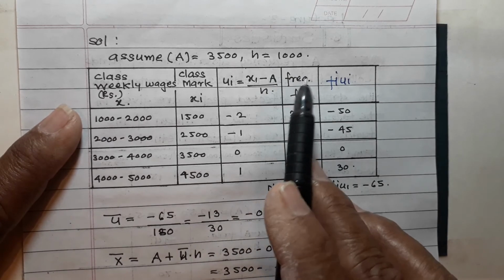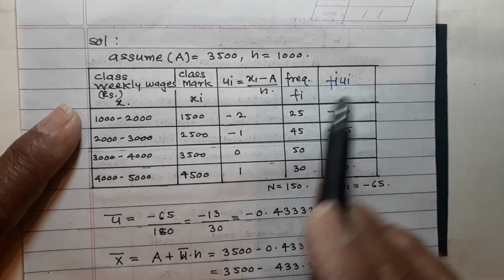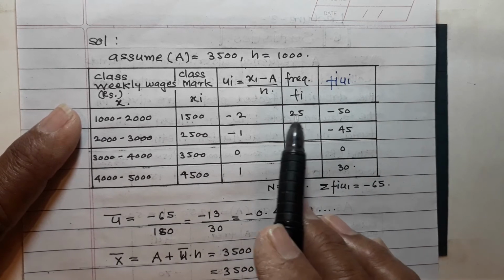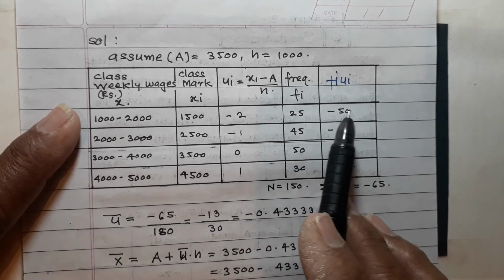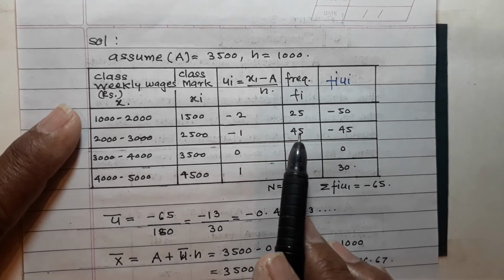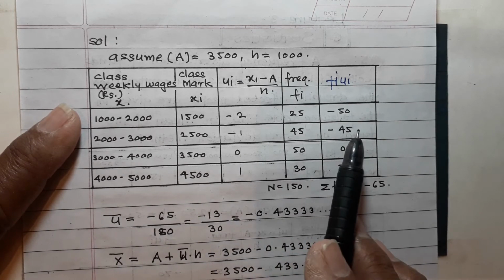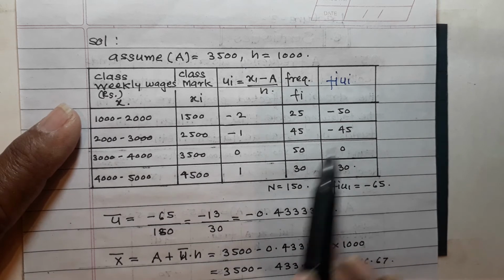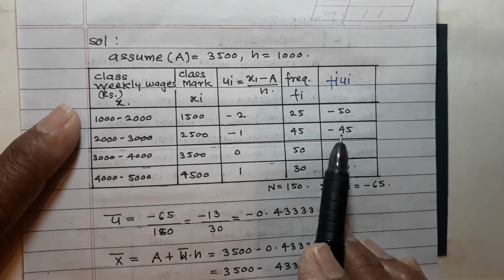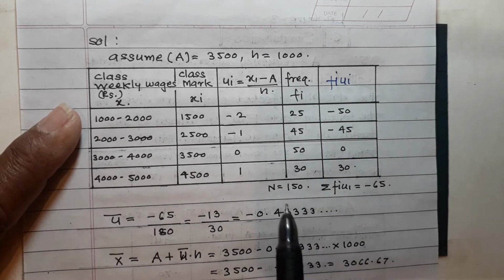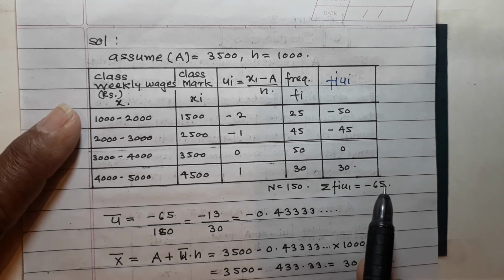Okay, here write down the frequency fi and find fiui. So fiui is equal to 25 into minus 2 is equal to minus 50. 45 into minus 1 is equal to minus 45. This is 0 and this is 30. Now here the negative sum is larger than this, and therefore your sigma fiui is negative, minus 65.